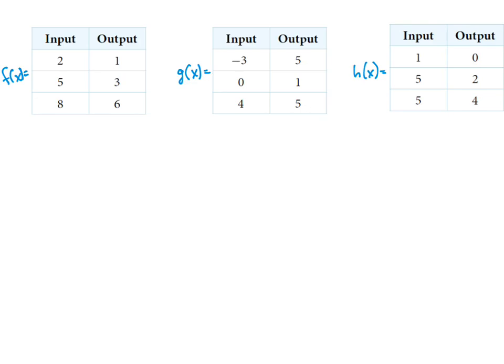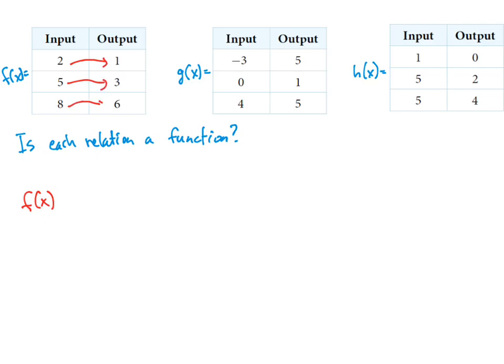Okay, so we want to know, is each relation a function? All right, so f of x, is this a function? Well, does each input value go to only one output? Well, 2 only goes to 1, 5 only goes to 3, 8 only goes to 6. So we would say yes, it is a function.